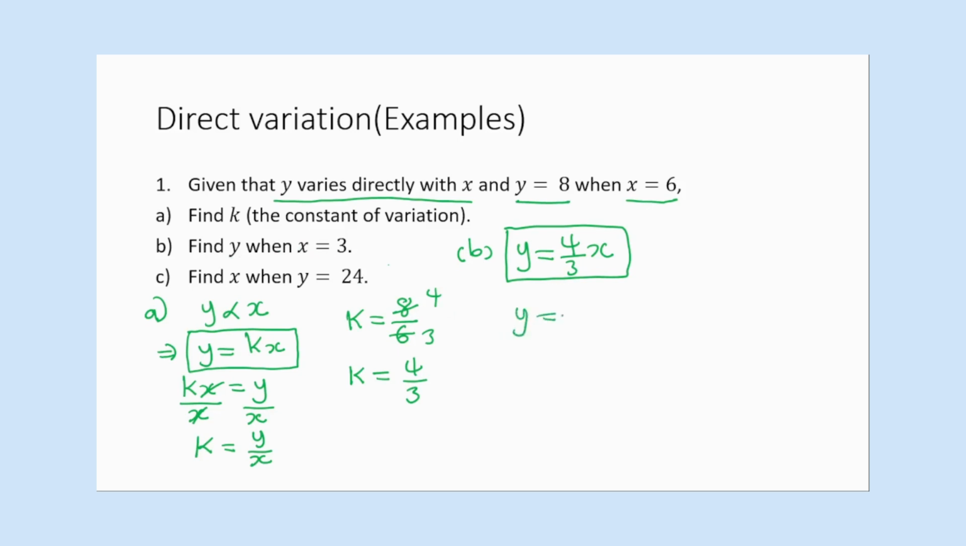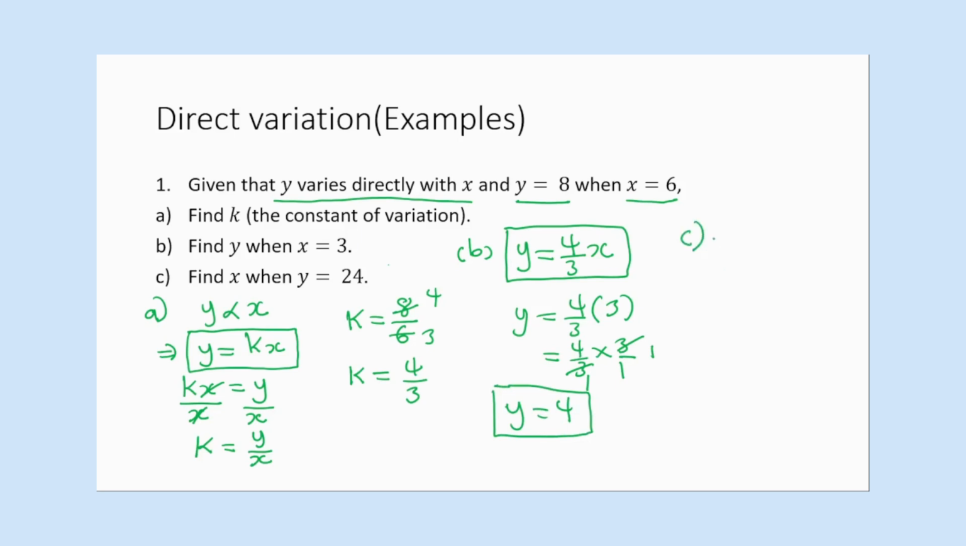So we'll substitute. Where there is x, we put 3. So 4 over 3 multiplied by 3, which is the same thing as just saying 3 there 1, 3 there 1. 4 times 1 is 4. 4 divided by 1 will just be 4. So our y will be equal to 4.